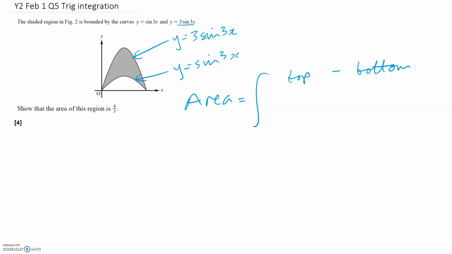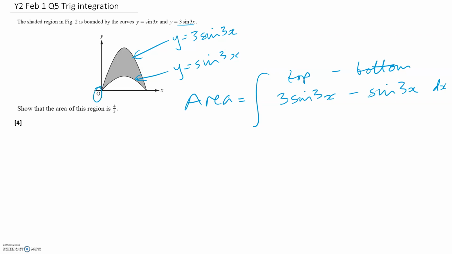You could do these separately. Sometimes you need to do them separately if one of the regions goes below the x-axis, or if the graphs overlap at some point. But this is a fairly straightforward one. You just need to do the top graph, which is 3 sine 3x, minus the bottom graph, which is just sine 3x, and integrate all of that with respect to x.